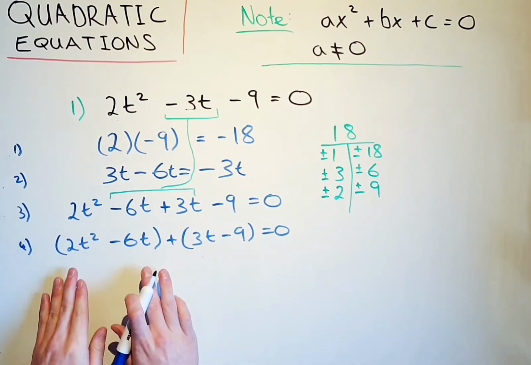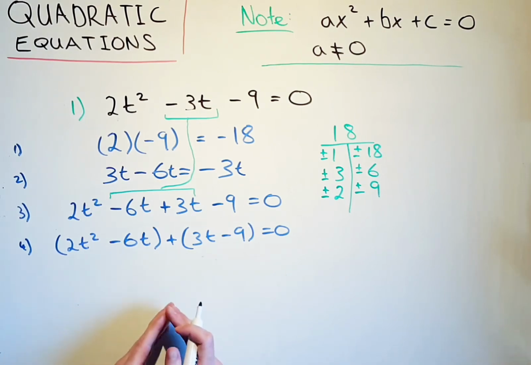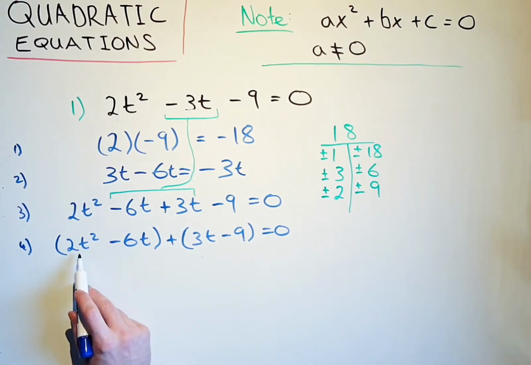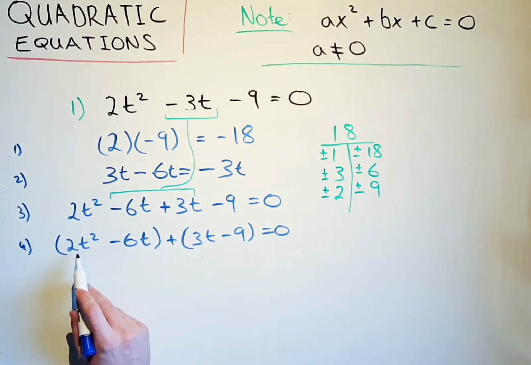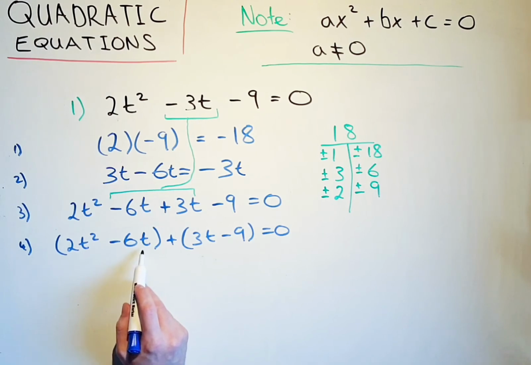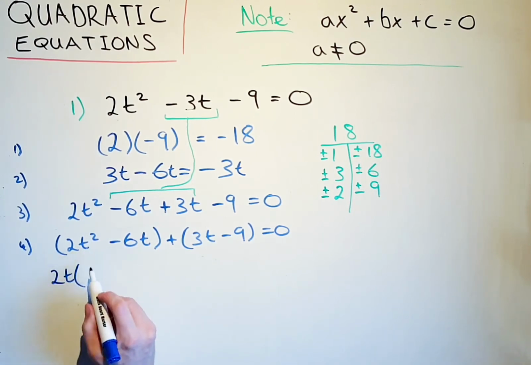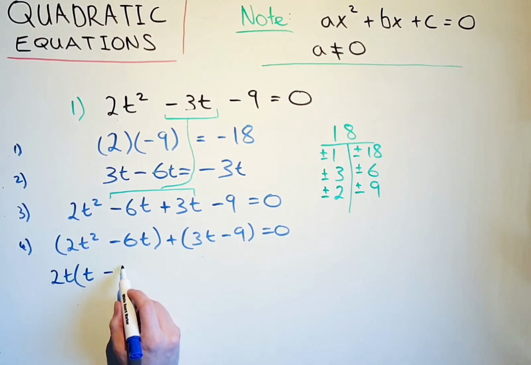Now within that, you should be able to look at this expression and see if there's any common values that we can take out of the expression, of the grouping. So I can see that I can take out a 2t because it's common to both expressions. There's a 2t in here and there's a 2t in here. So I'm going to just take 2t out, and what's going to be left here is just a t, and then what's going to be left here is going to be a minus 3.